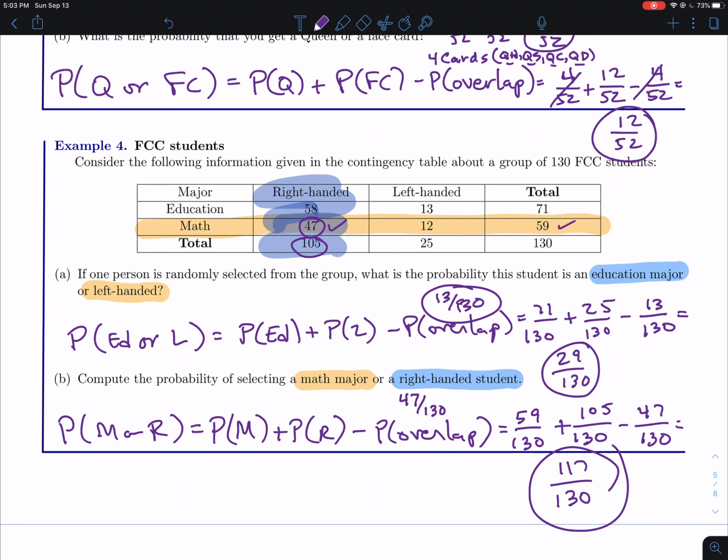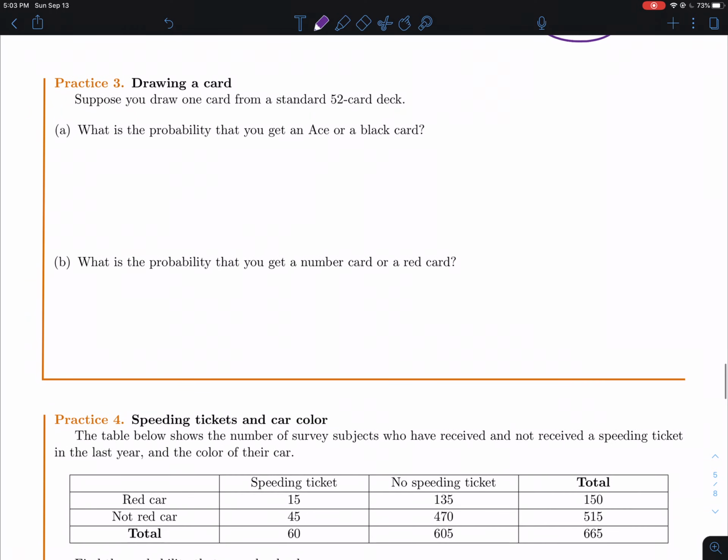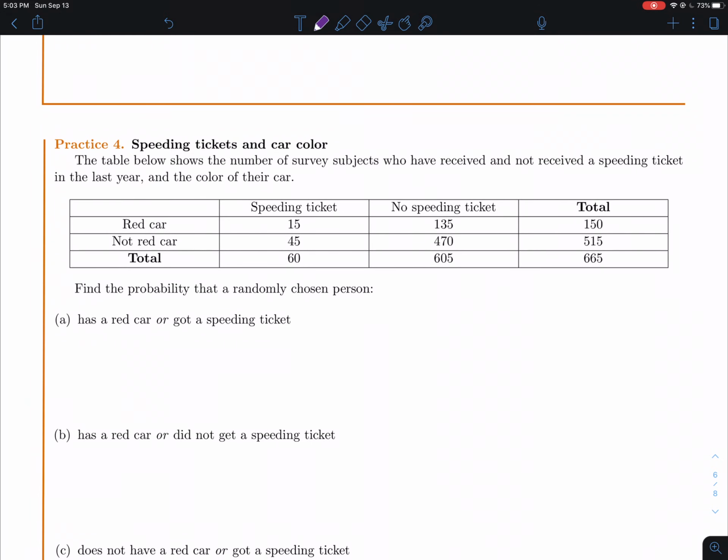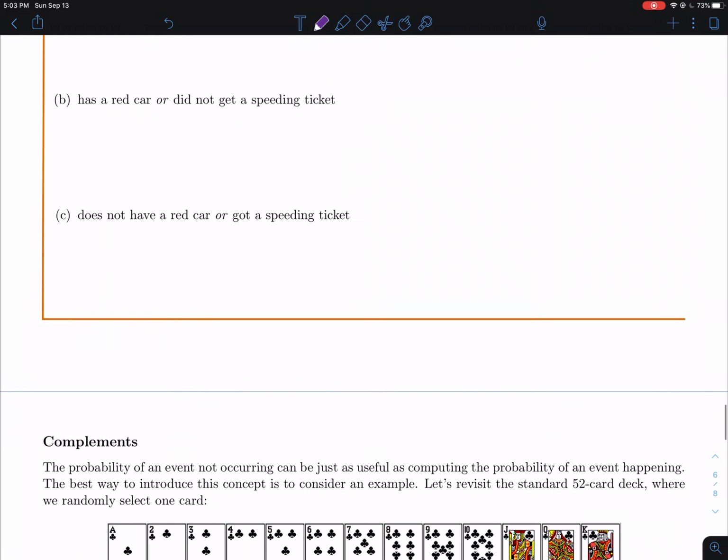So in this case, 59 plus 105 minus 47 gives us 117 over 130. And so again, you can plug that in the calculator to figure out what our answer is. But all right, any questions about the overlapping OR problems? All right, so here's a bunch for you guys to practice. So we've got practice 3, practice 4. So again, this is a nice contingency table that you can practice just like we did above.